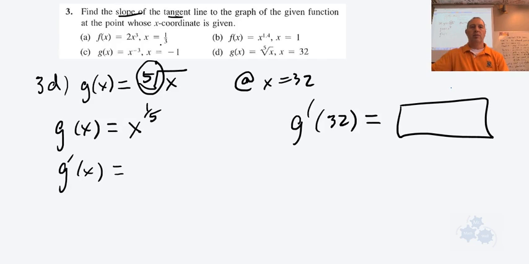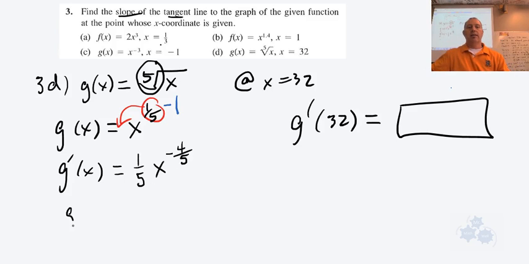The power rule says that we want to bring this 1/5 down to the front as a coefficient. So that's going to be 1/5 times x to the what? Well, we are going to subtract 1 from 1/5. So if we have 1/5 and we subtract 5/5, what do I have left over? Negative 4/5. Awesome. And that's it. That's all we do.